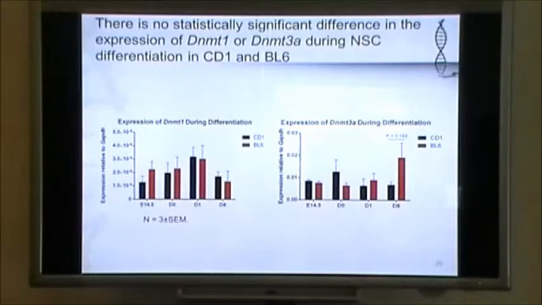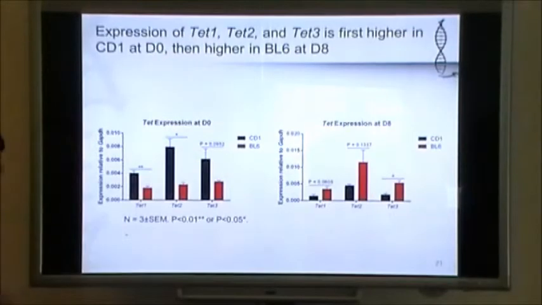So after looking at the DNMTs, I moved on to the TET genes, where I saw something interesting. I have the graph separated. I have day 0 neurospheres on the left, and day 8 differentiation on the right. At day 0, I saw, much like BDNF and MECP2, that the CD1 mouse has a higher expression of all 3 of the TET genes. However, at day 8, this trend switches, and we see that in black 6, the expression of these genes is higher. It'd be interesting to look at this data with the global hydroxymethylation data and see if they correlate.